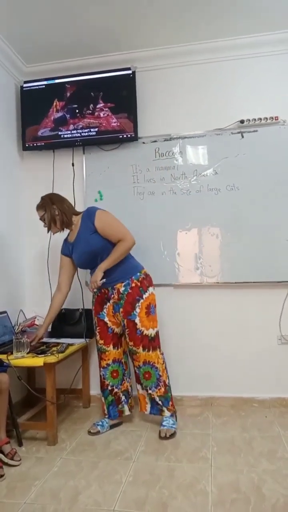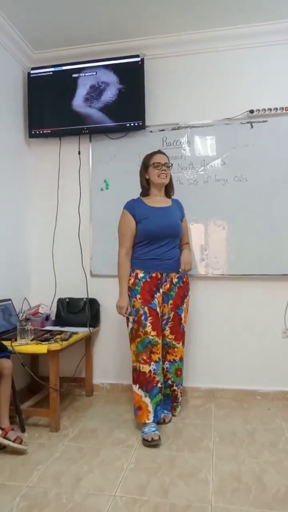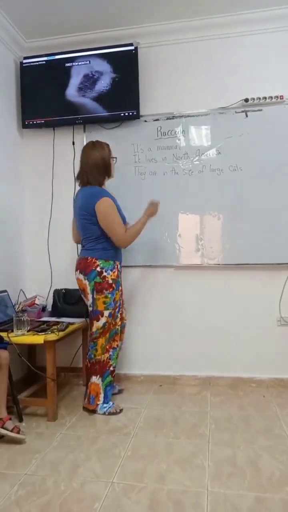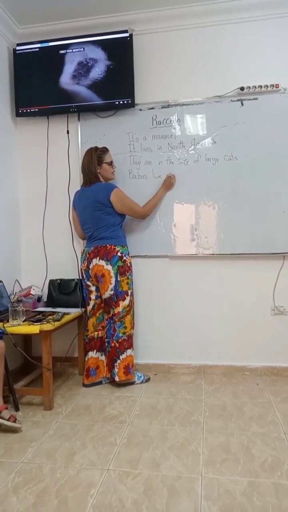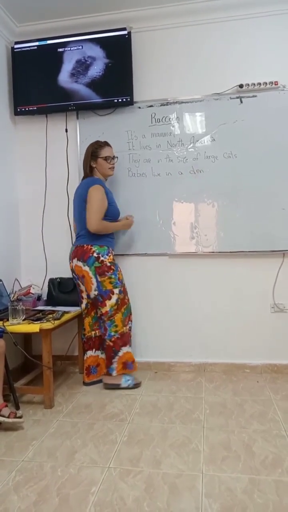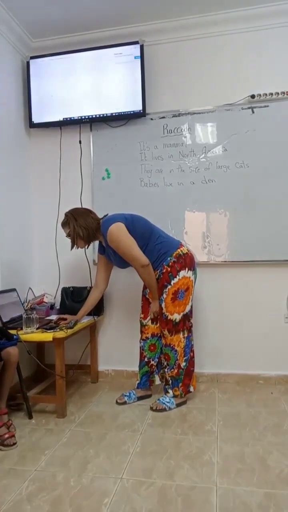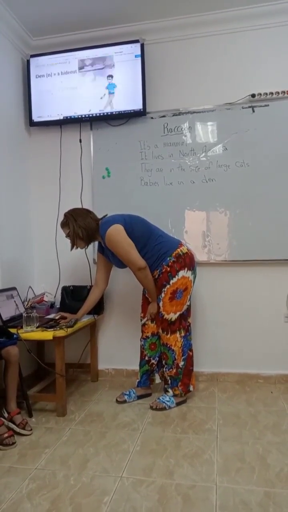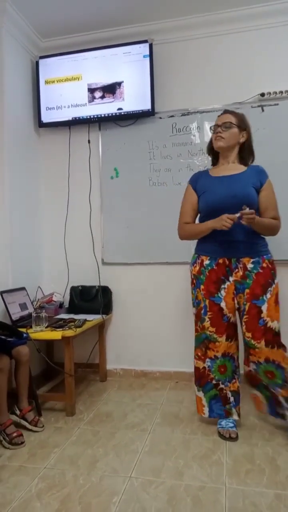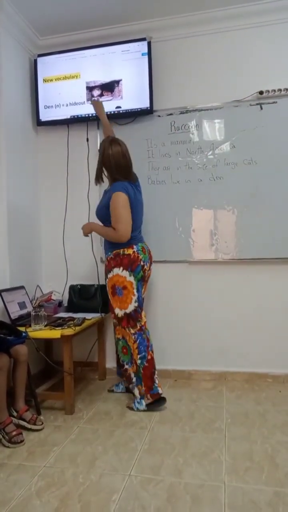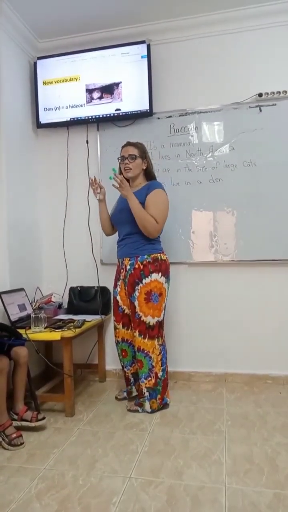Great job. Baby raccoons don't leave the den for the first few months. Baby raccoons live in a den. What is a den? Look. Babies live in a den. I'm going to show you the den. Look here. What is this? Den. The den is the place where the lion is hiding. This place is called a den, like a cave. So like a hideout.